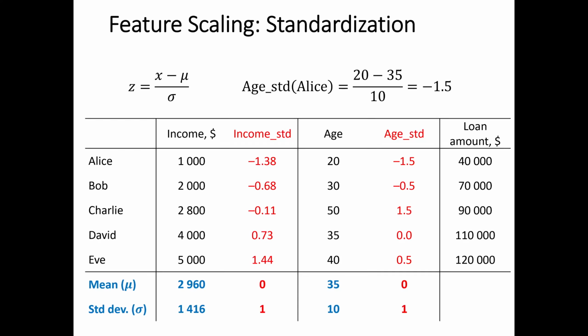Note that after standardization, we don't obtain a normal distribution if the feature was not normally distributed originally, and we usually don't standardize the target variable.